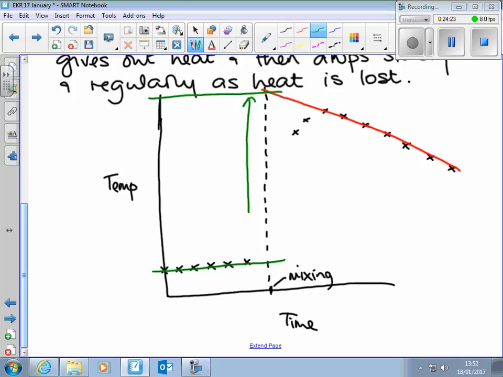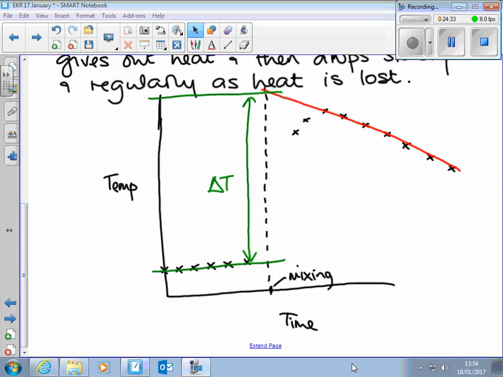So this is now delta T. So you've actually got now a way of allowing for the heat loss. So what you're doing here, you're extrapolating the line to the time at which you mixed, because you can't physically measure all the heat that's given out, because it's just not there at that point. Then you get a good estimate. I mean, that's all it can ever be, is an estimate, isn't it, really? So this is called extrapolating.